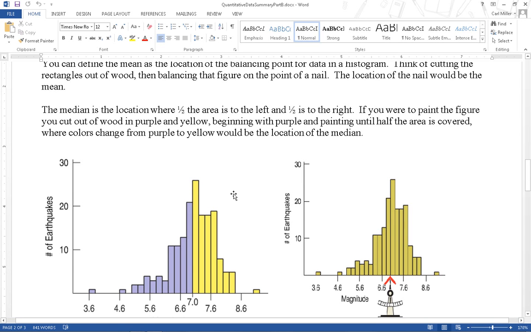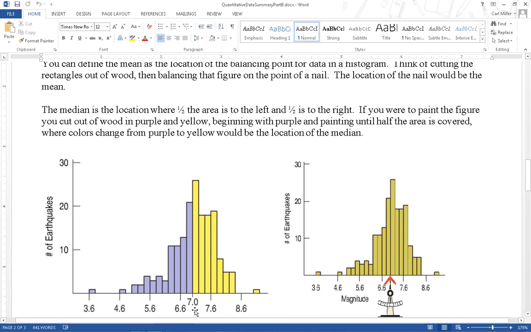Now, the median is not that physical balance point. Rather, the median sort of looks at area. So think about if you were to paint a figure in two colors. Let's say we start painting in purple and we go left to right until we've painted exactly half of all the area covered by the rectangles. Then we switch over to another color like yellow. Wherever that dividing point is, where we switch from painting purple to yellow, so that we have half the area covered in purple, half the area covered in yellow, that is going to be the location of the median.